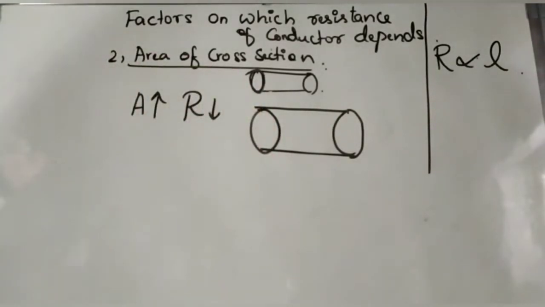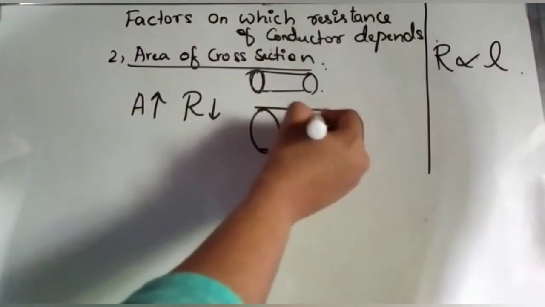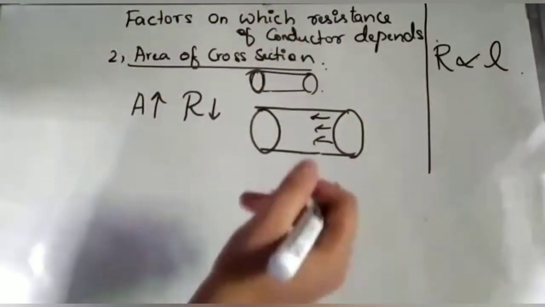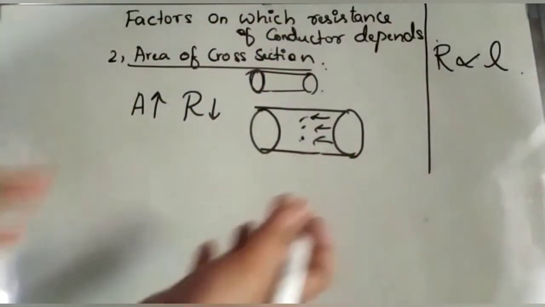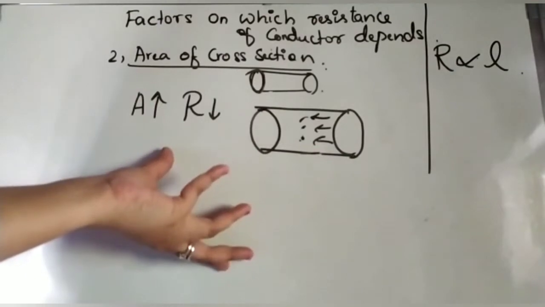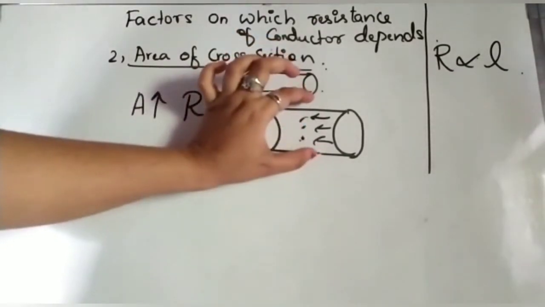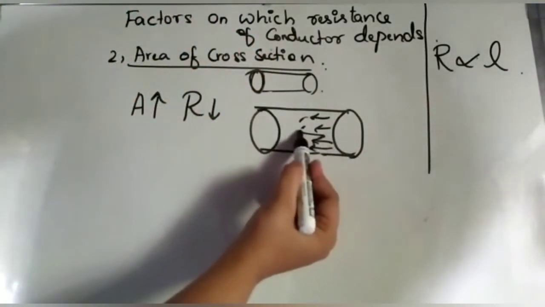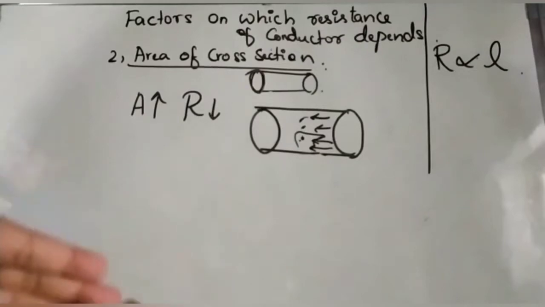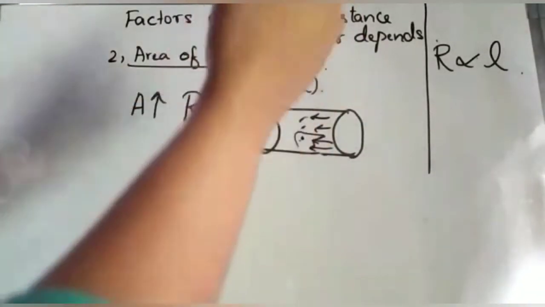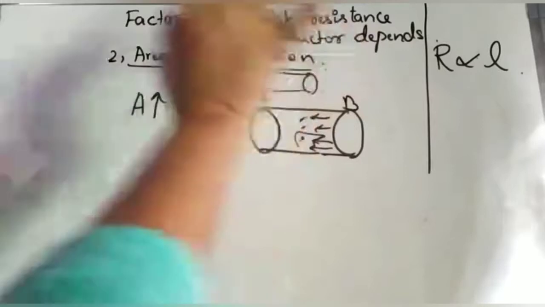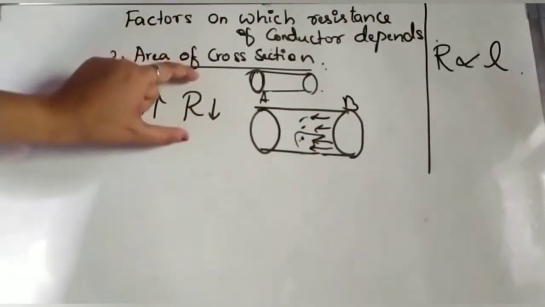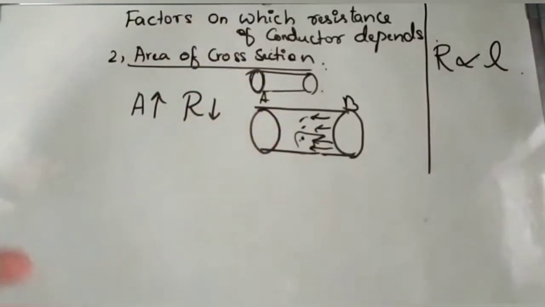How does the resistance decrease? For the movement of free electrons inside the conductor, if I increase the area, the same number of free electrons face the same opposition offered by the conductor. But with a wide area, the free electrons can escape easily from the opposition and move from this position to this position. That is why if I increase the area, the resistance offered by the conductor will decrease.